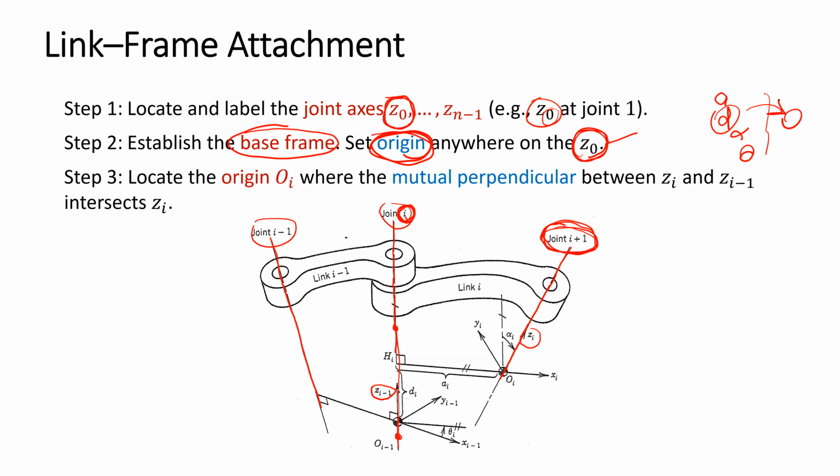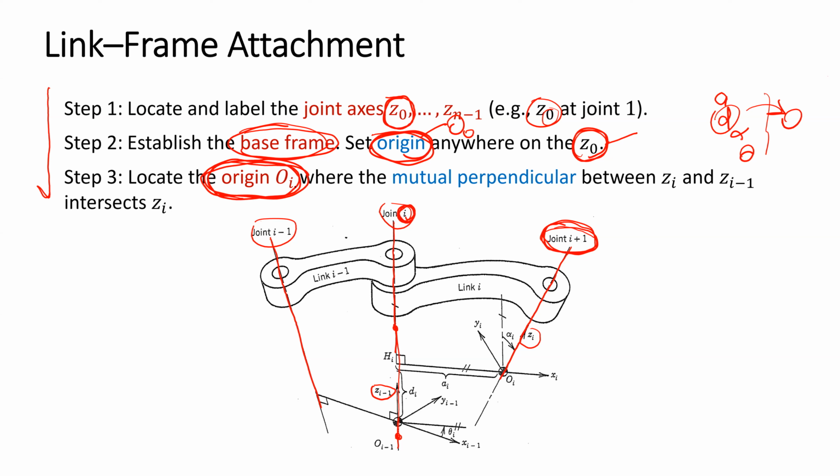You may still not get an idea from this page, but when we see the simple example, we will return to steps 1, 2, 3 again. How can we apply the steps to one robot? For the base frame, we set the origin O0 somewhere on Z0. Now for another frame that is not the base frame.